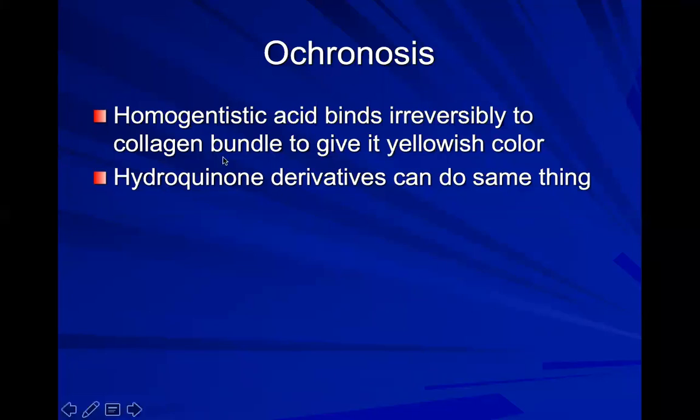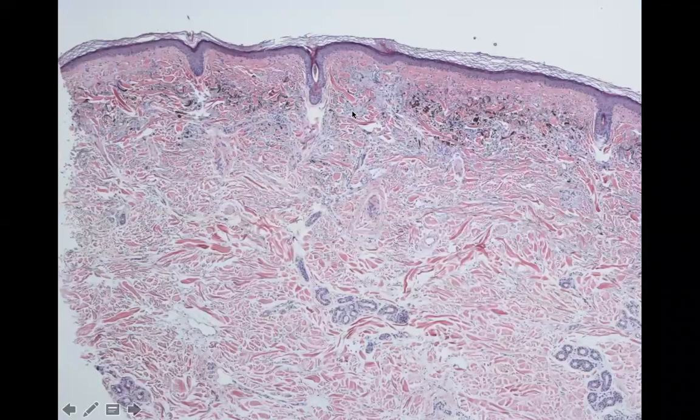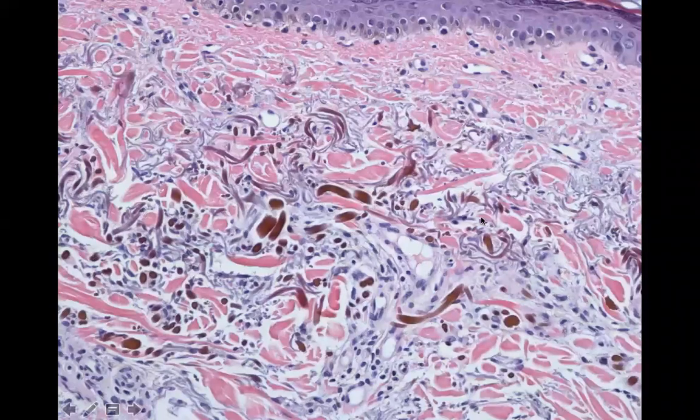Ochronosis is in this chapter because the homogentisic acid of the primary disease, or hydroquinone derivatives, bind irreversibly to the collagen bundles, giving them the yellowish color. So these bananas are not fully foreign material. It's actually the foreign material bound to the collagen fibers that gives you the full banana, okay? Ochronosis.